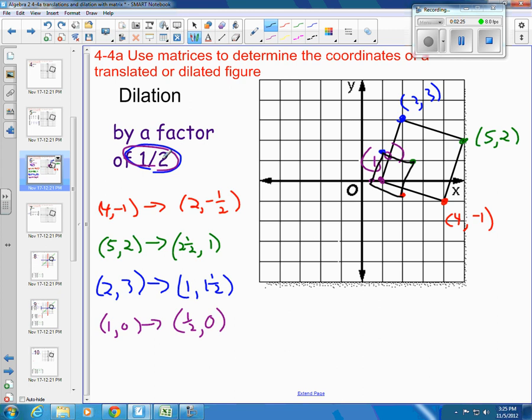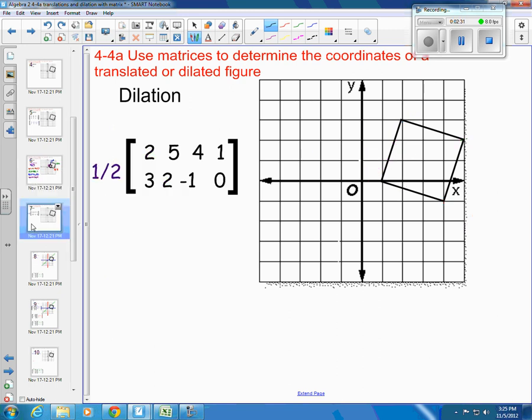In Algebra 2, we're looking at matrices. Since we multiplied every single coordinate by 1/2, this is a scalar multiplication. So you're going to take your matrix like we looked at back with our translation. You're going to take all the coordinates. So you've got the point 2, 3. Here's our point 2, 3. Right? And then we've got our point 5, 2.